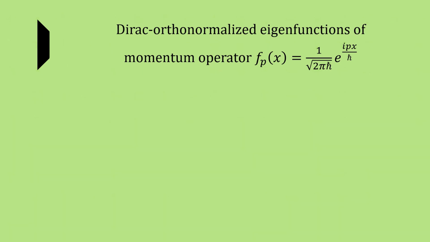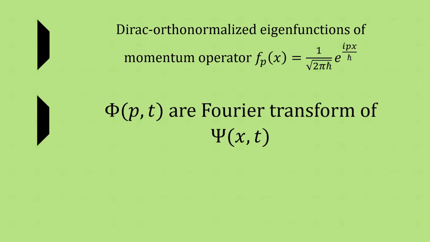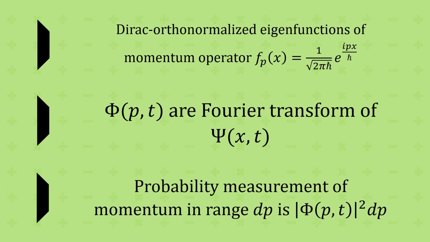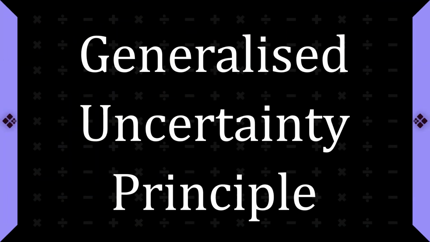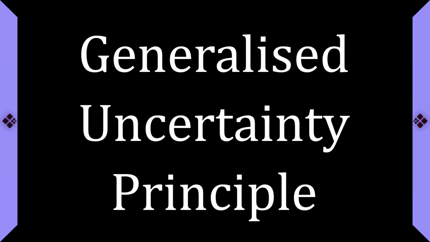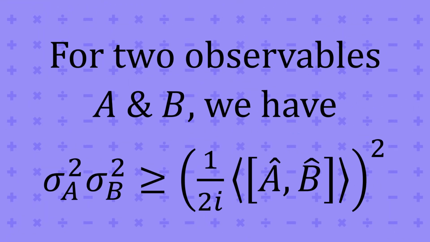Every real number y is an eigenvalue of x, and the corresponding Dirac orthonormalized eigenfunction is the Dirac delta of x minus y. The Dirac orthonormalized eigenfunction of the momentum operator is given by this expression here, and the coefficients are given by the Fourier transform of the spatial wave function. So the probability that a measurement of momentum is in the range dp is equal to this expression here.